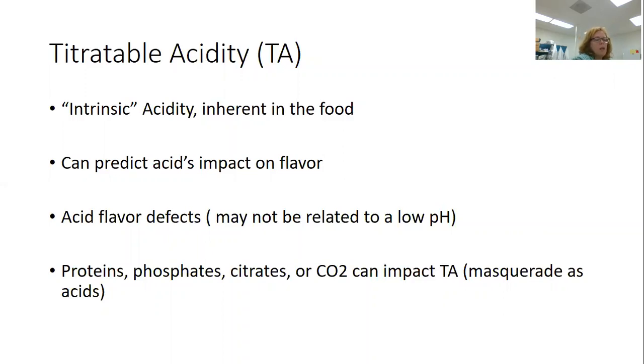So again, the reason they want to know titratable acidity is for a couple reasons. The acid in a product can impact the flavor. So for instance, something that's really acidic like a lemon, what's the flavor like? It's sour. And then other things like proteins, phosphates, citrates, or carbon dioxide can impact TA. So it actually masquerades as an acid in the reaction. So there may be other things that are off in the product or raw material based on the TA results. So you can measure pH, but they also like to measure titratable acidity.